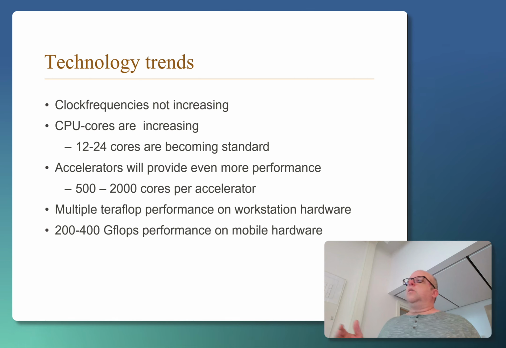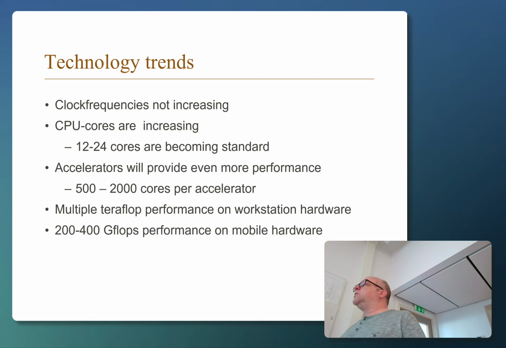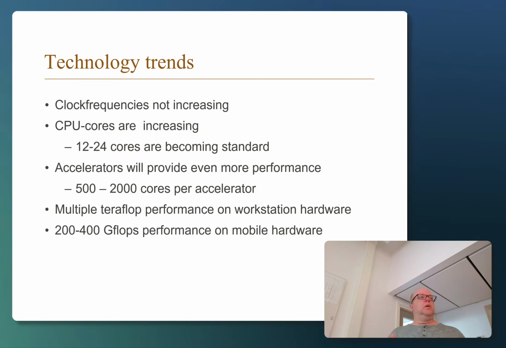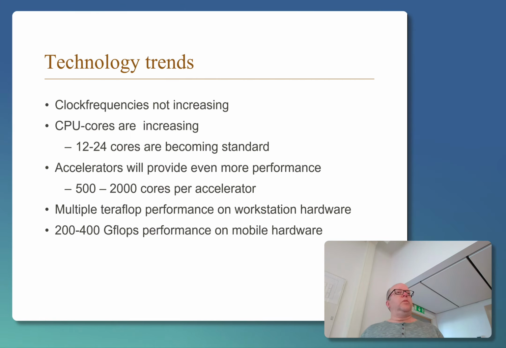And also accelerators like the graphics card you have sometimes have 500 to 2,000 cores per accelerator. So you have a multi-teraflop performance on workstation hardware, and a bit less on mobile hardware, but it's kind of evening it out. Apple just released the M2 iPad. An M2 chip is almost a desktop performance, and it has a lot of cores as well.